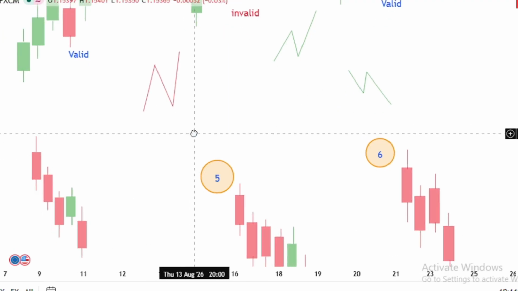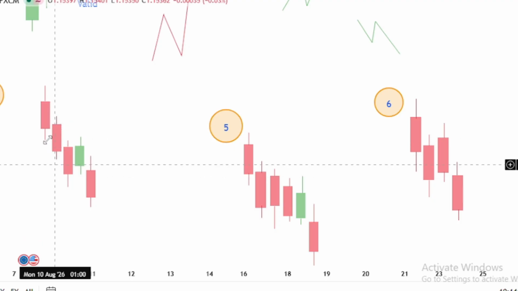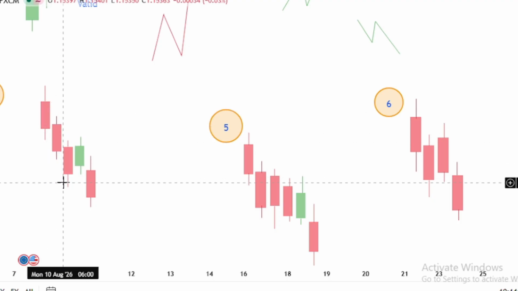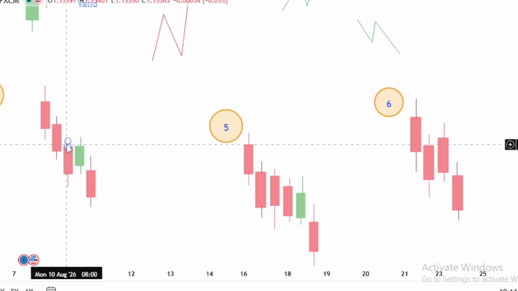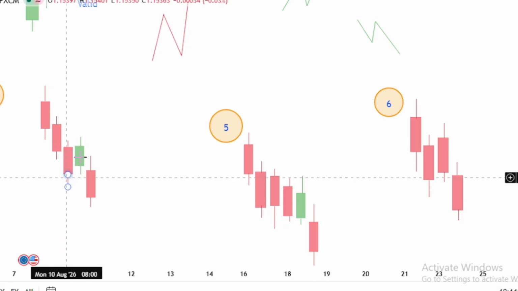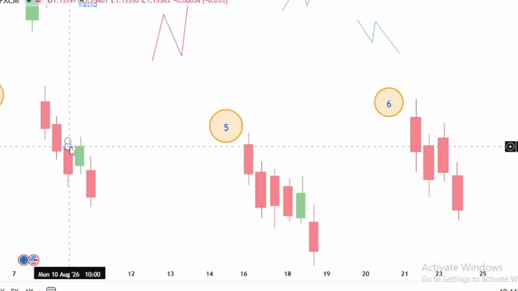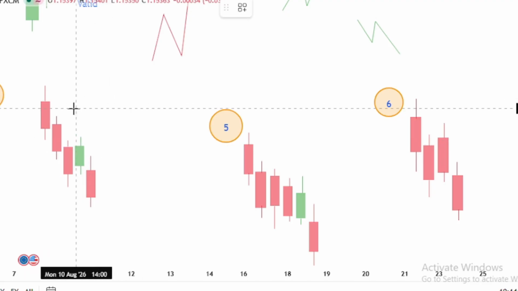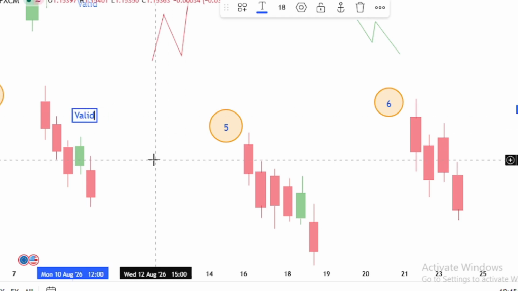Let's look at it. Diagram 4, as you can see, we have an impulsive move going in a bearish direction, and there's a pullback. This pullback took out the previous candle high, which is the lowest candle here, and the next candle took out the high of the lowest candle. This is a valid pullback. Label this as valid pullback. Diagram 4 is a valid pullback.